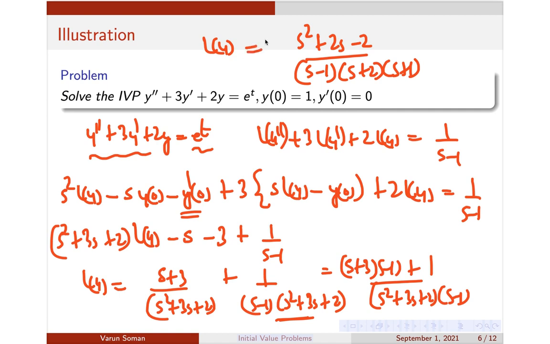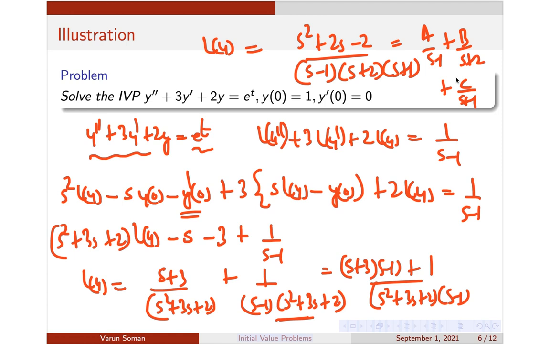So what is the benefit of this? If I write in this form, you can use partial fractions directly, because the denominator has degree 3 and the numerator has degree 2. So you can easily split it into 3 different parts, like a by s minus 1 plus b by s plus 2 plus c by s plus 1. So we can easily use partial fractions to split the denominator.